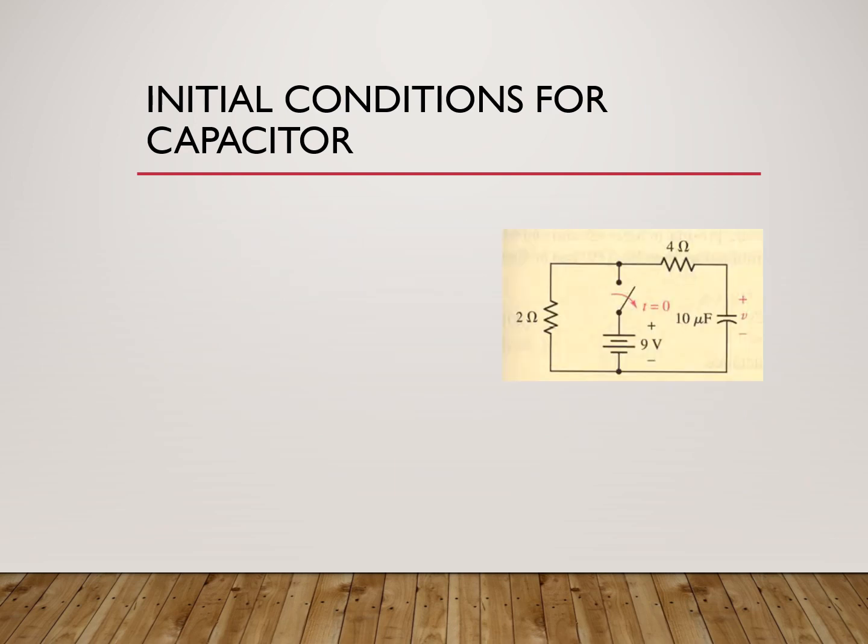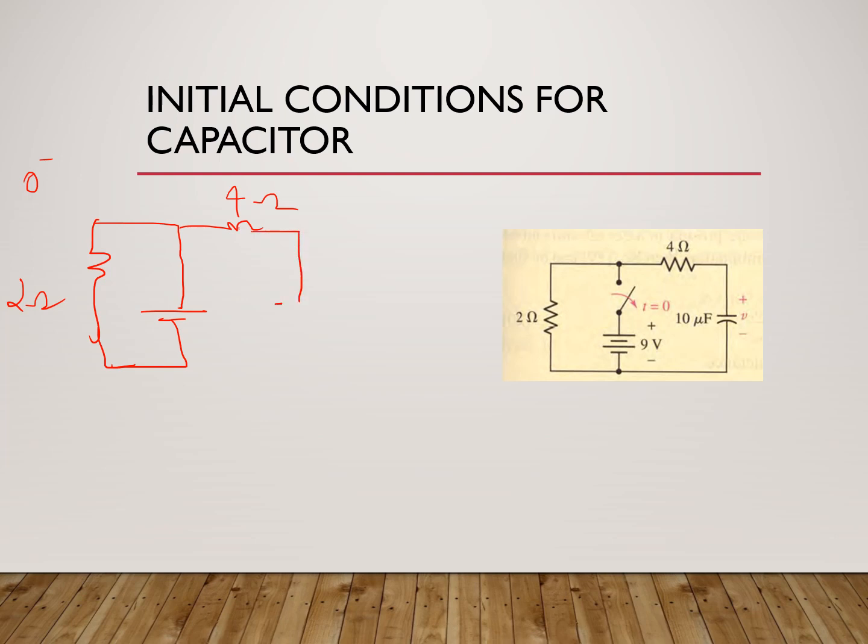So again, as before, if we do this problem, at time t equal to 0 the switch is getting opened, and before time t equal to 0 the switch is closed. So if I redraw the circuit, the circuit looks like this. That is at 0 minus, which is just before opening the switch. So this is our condition.